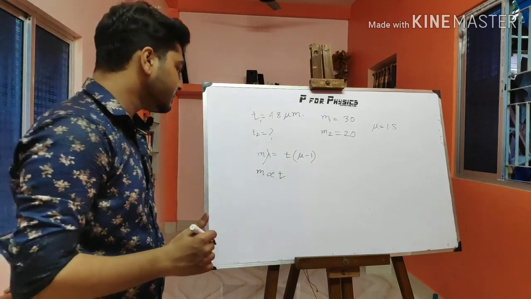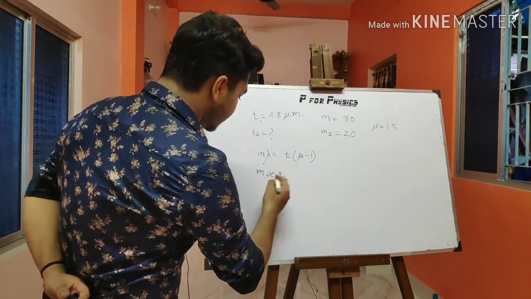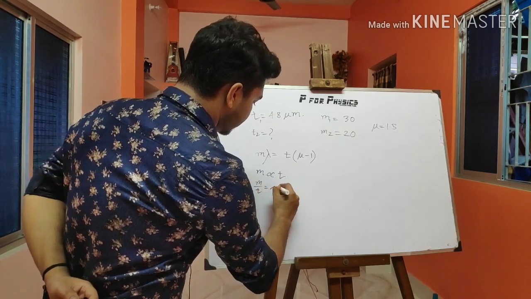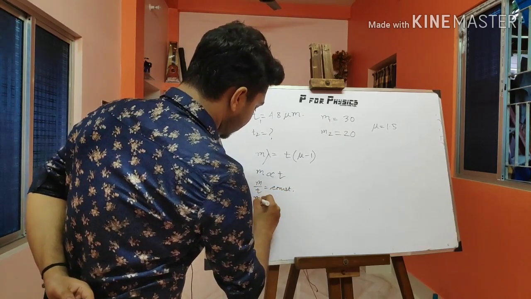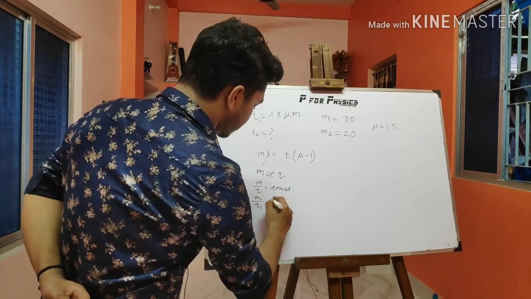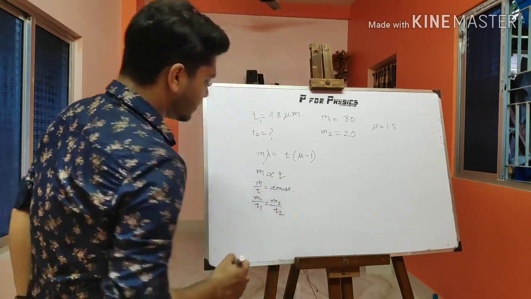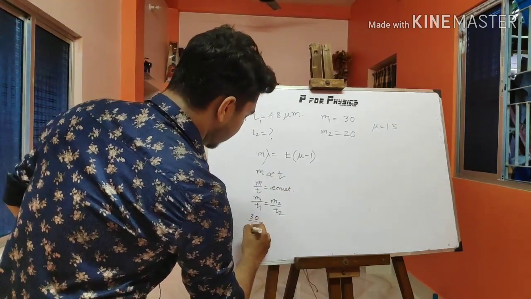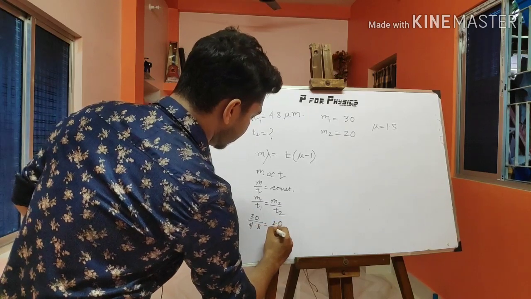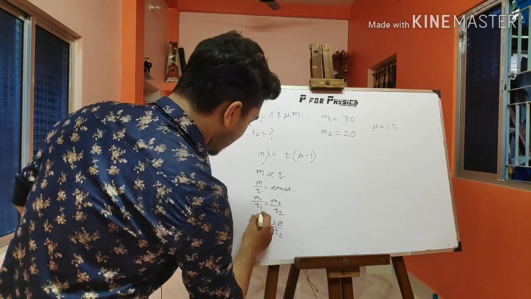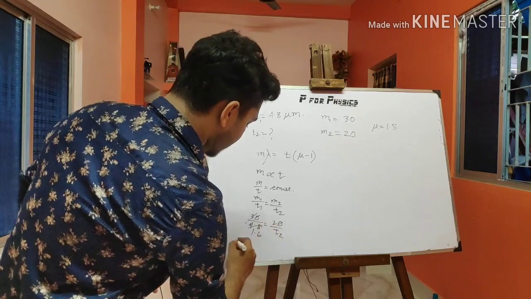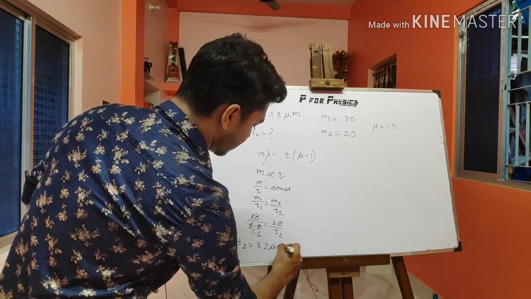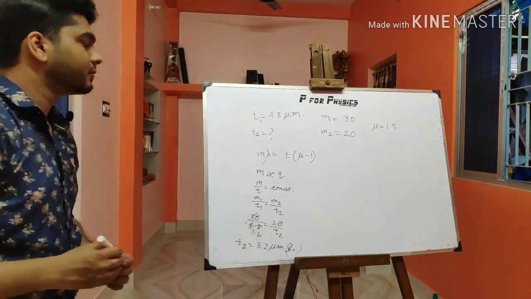Okay, so we can write m by t equals constant, which gives m1 by t1 equals m2 by t2, and if we put the values, 30 by 4.8 equals 20 by t2, t2 will be 3.2 micrometer is our answer.